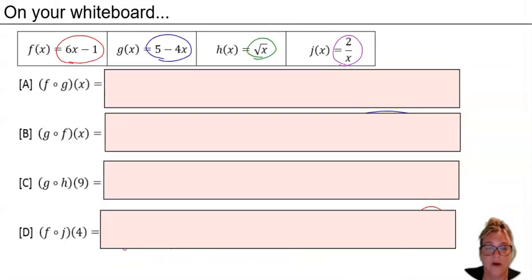Okay, go ahead and pause the video and try these 4 on your dry erase board or on scrap paper, and when you're ready to check them, you can resume the video.